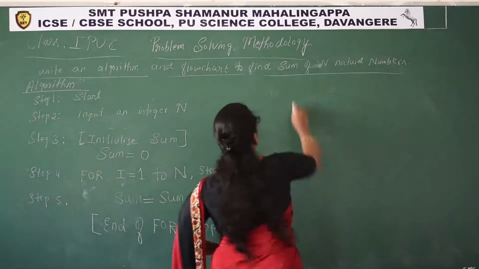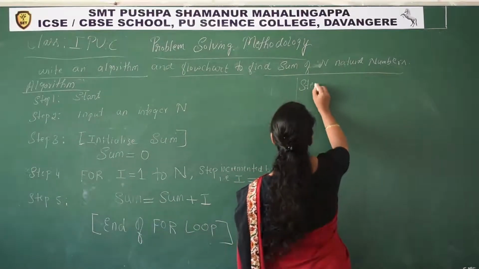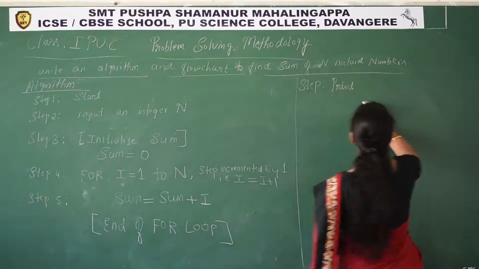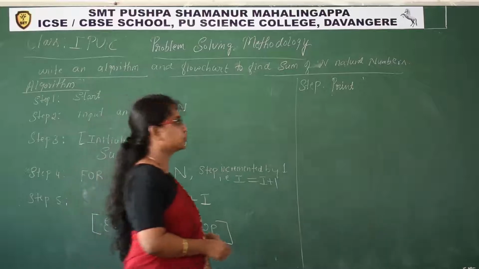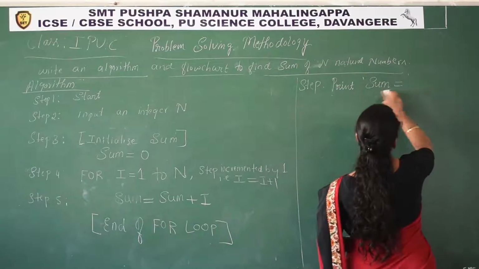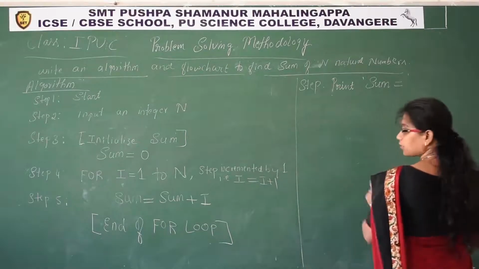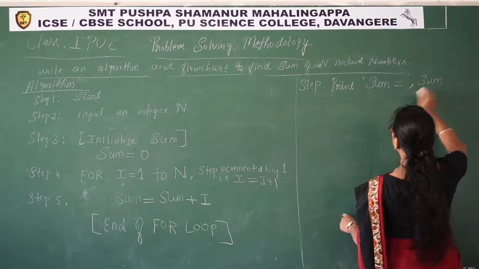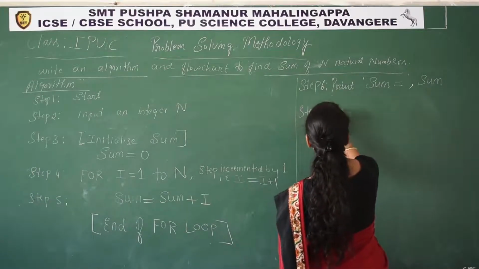Next, after that we have to print the result. Our result is in sum. Print, and with what text you want to print, you should write in a single quote. That is, sum is equal to, I want to display the statement like this. Sum is equal to, and the answer is represented by which variable or identifier? Sum. So, comma sum. Then step 6, no? Step 7, stop.